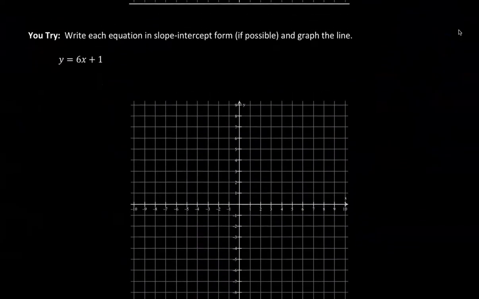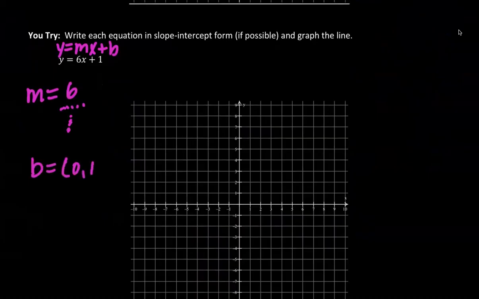We could do another one. This is already in the correct form because y is isolated, it's solved for. So let's pick out our slope. It's 6, and we want that in fraction form, so I'm going to put 6/1. The y-intercept is (0, 1). So we plot the y-intercept first, and then we use our slope, 1, 2, 3, 4, 5, 6, and then over 1. It's a pretty steep line, positive slope, which makes sense because the slope was positive.